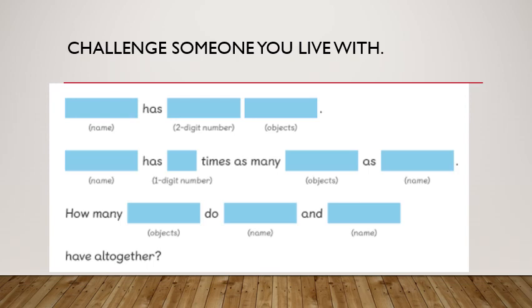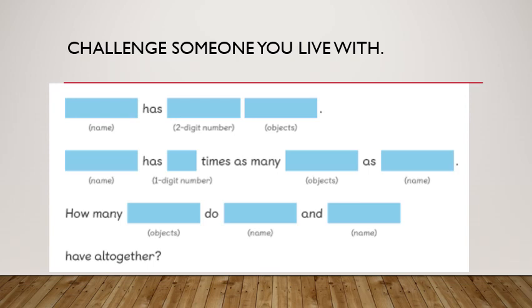Here's an opportunity for you to challenge someone you live with. You have got a word problem but with some blanks, and I want you to see if you can write out your own and challenge someone to answer it correctly. So you've got someone's name has got, and then you need to write a 2-digit number and then think of an object or objects, and then come up with someone else's name and write a 1-digit number to show how many times more that person has.